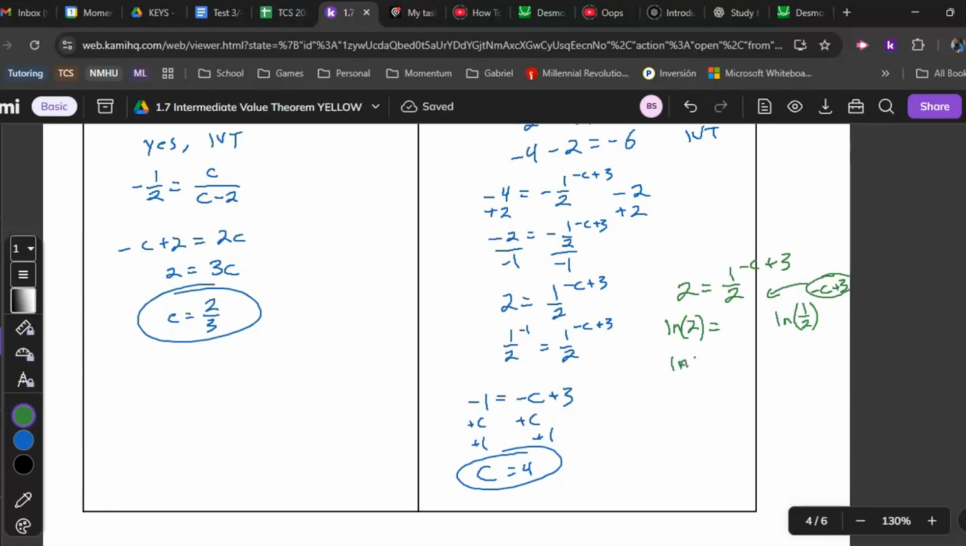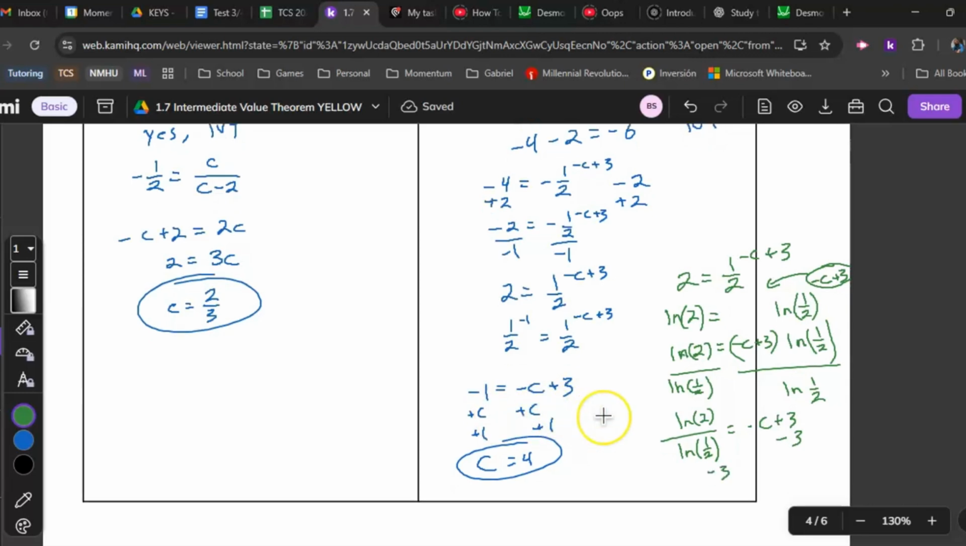So ln of 2. We learned logarithms in classes, and never practiced it again. Like I said, you guys have an algebra problem, not a calculus problem. Then I'm going to divide by ln of 1/2. So then, ln of 2 over the ln of 1/2 equals negative c plus 3. So I'm going to subtract 3.